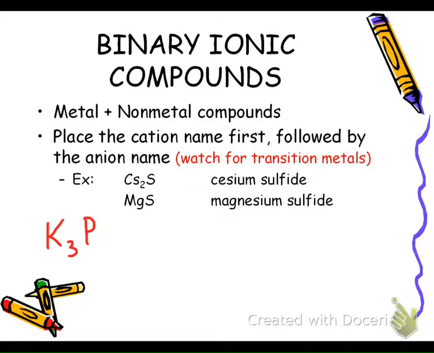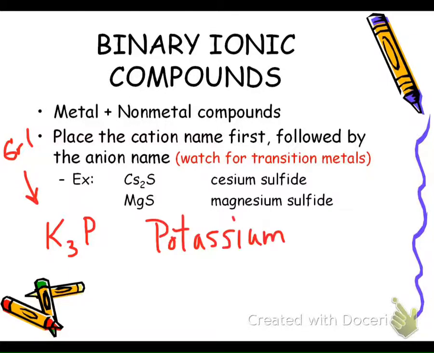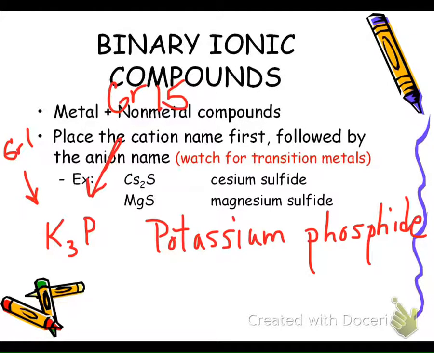Try K3P. I find potassium in group 1, so it would just be named potassium. Phosphorus in group 15, nonmetal, so I need the IDE ending, so the name would be potassium phosphide. The 3 comes from the fact that potassium is a +1 oxidation number. I would need 3 potassium ions to balance the 1 phosphide with the -3 charge.